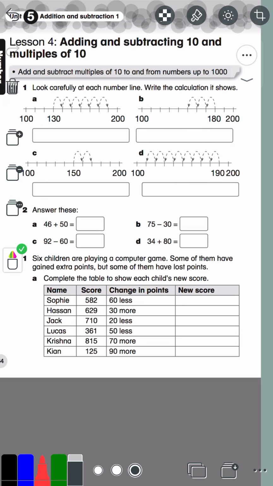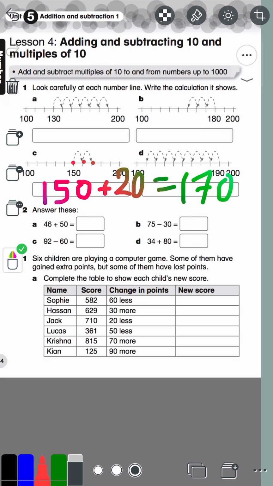Look here, we have 150 because the arrow starts from 150. Now we're jumping to the right. We're becoming bigger, so that's addition. 150 plus 2 jumps, 2 tens, and you can count on in tens. Look, 150, 160, 170. So the answer is 170.